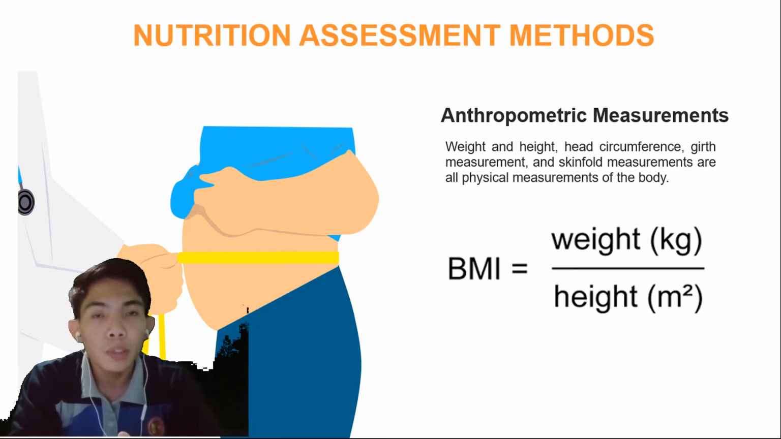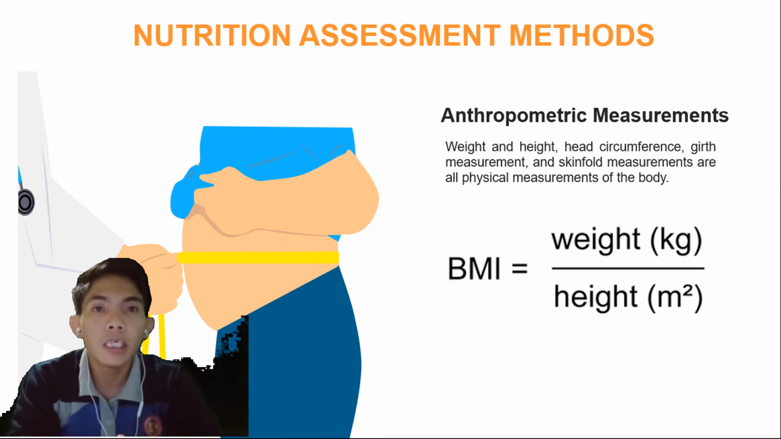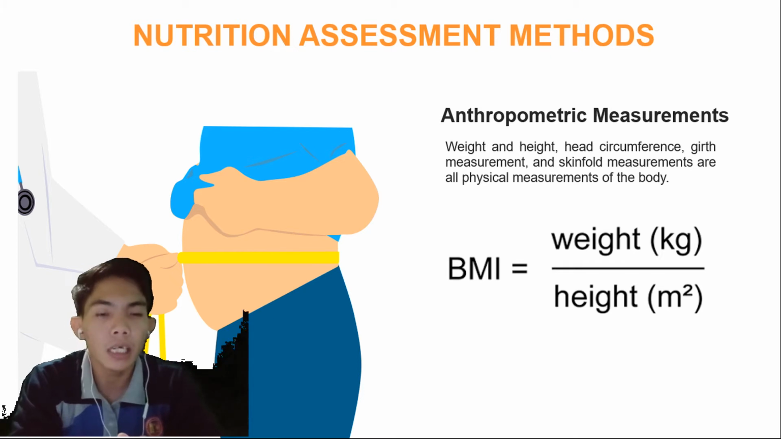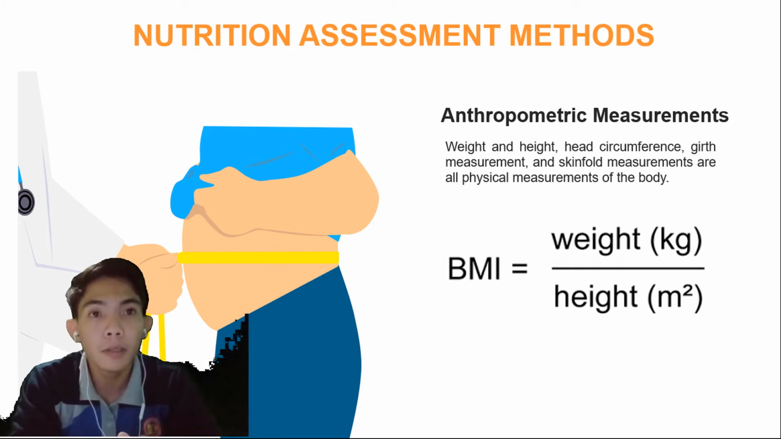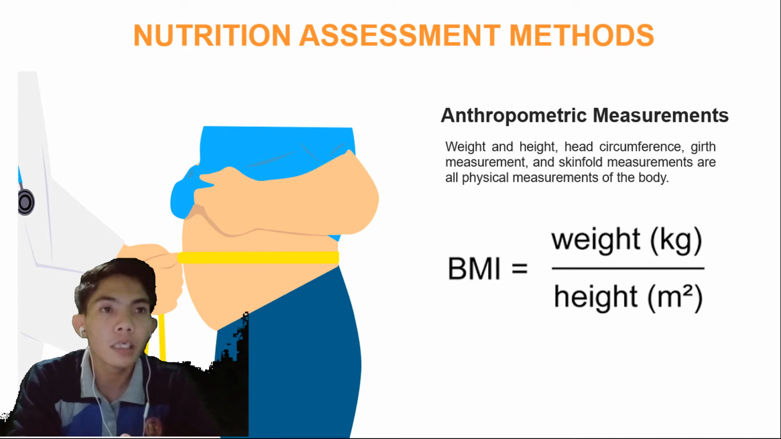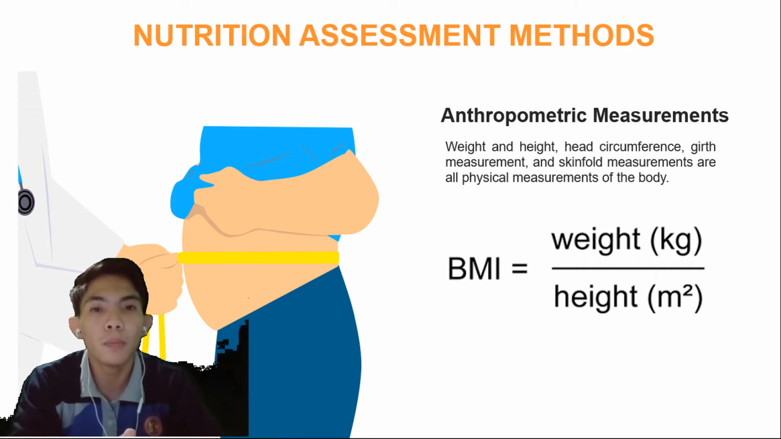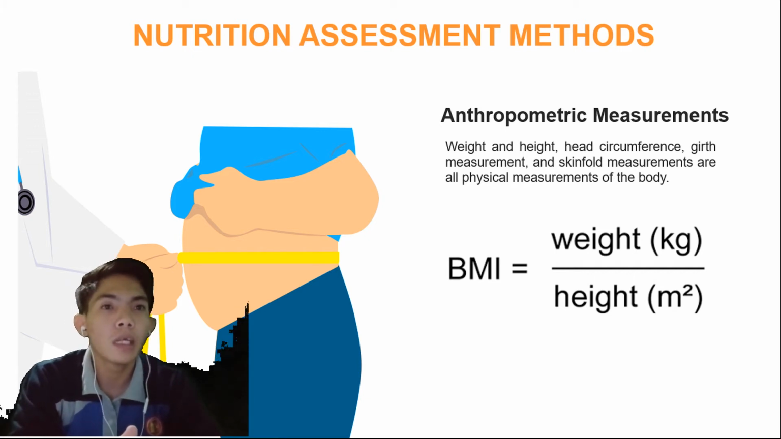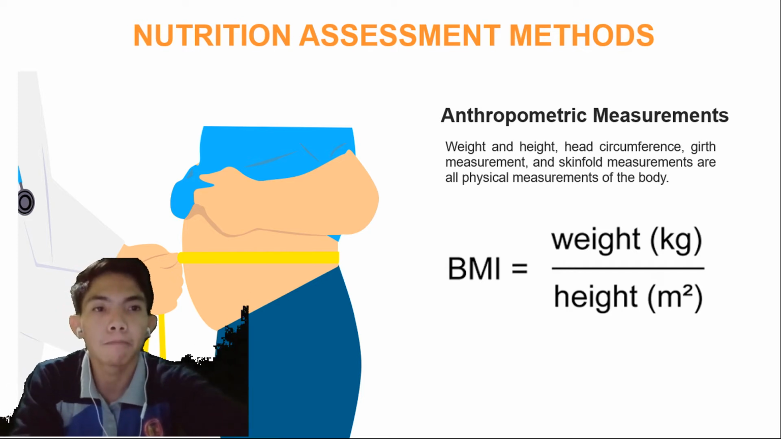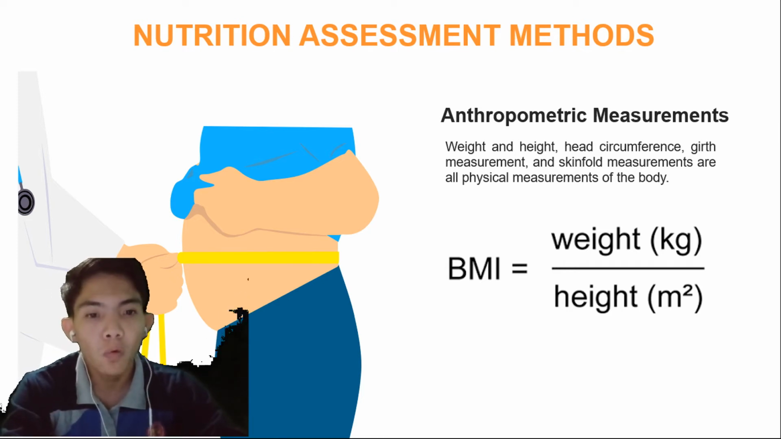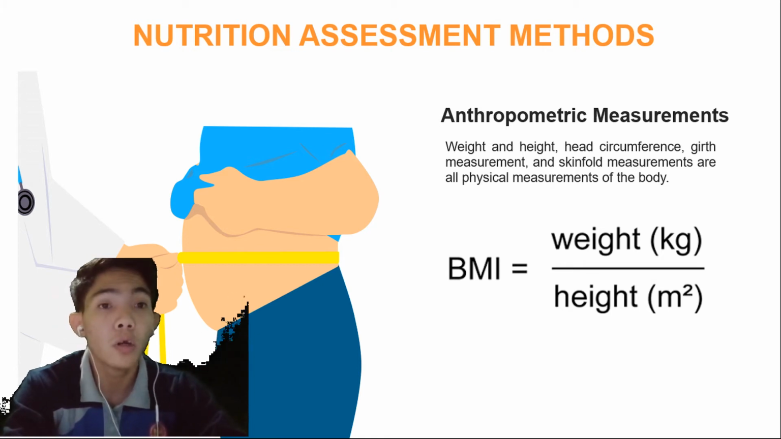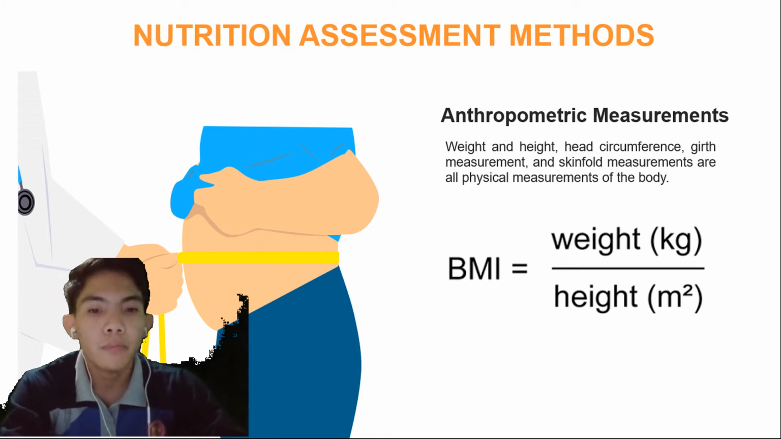We go to the first one, which is anthropometric measurement. This measurement is to take a physical measurement of the body, such as weight, height, circumference, girth measurement, and skinfold measurement. For example, is body mass index. This is the formula to calculate your BMI. Divide your weight by the square of your height.